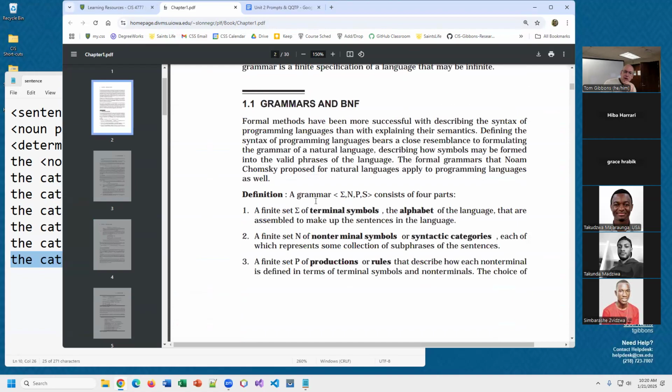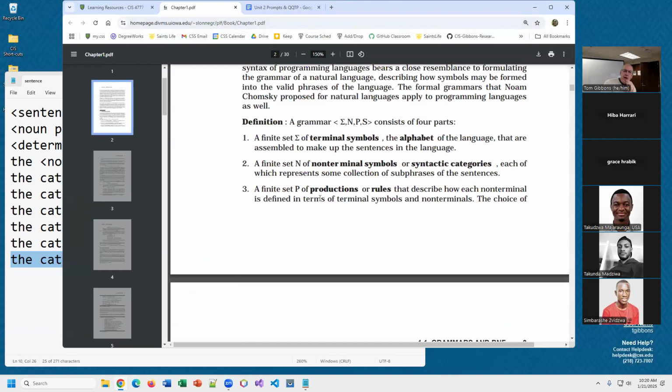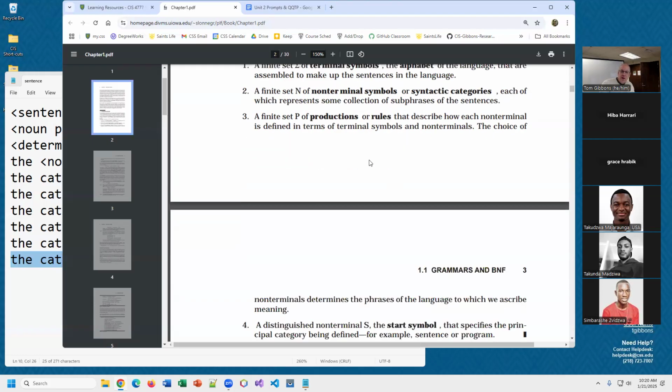So we have non-terminals, and we have our production rules. That's what we've been seeing. They describe how each non-terminal is defined in terms of terminals and other non-terminals. So those are substitutions you can make. Those are our production rules.